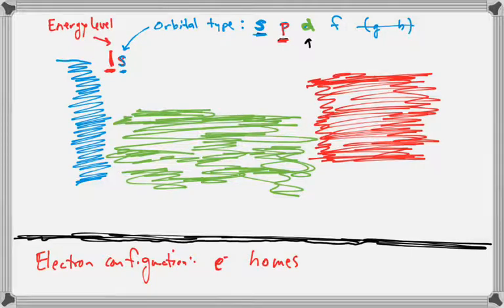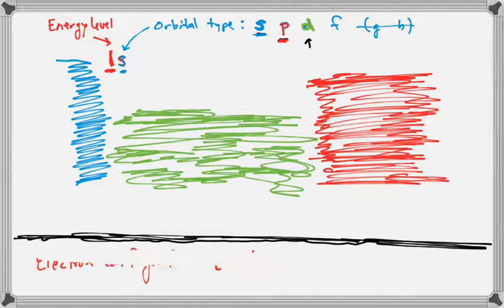So what we are attempting to do, and of course I didn't color the red down far enough, is recognize those patterns and use that to help us determine our electron configurations.